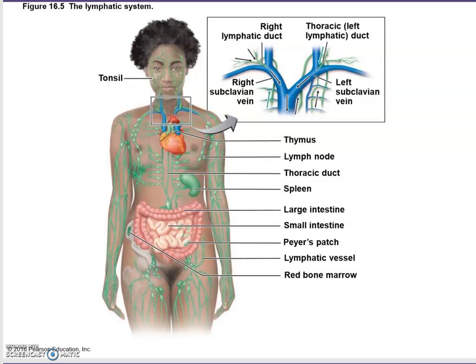Different parts of the lymphatic system are listed here. So the thymus, if you still have one, if you are young enough, we lose it after the teenage years. Then lymph nodes are all over the body. Then the thoracic duct is a very large lymphatic vessel that returns fluids that were picked up by lymph vessels. Then the spleen, of course, is part of the lymphatic system, and lymphatic vessels, all over the place.